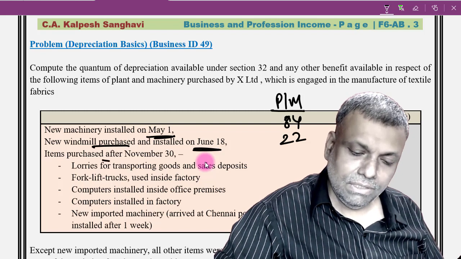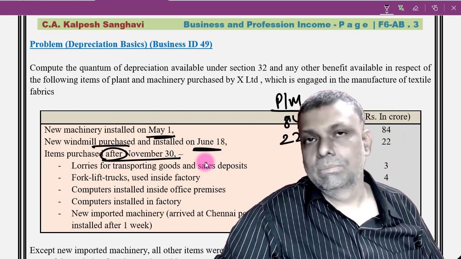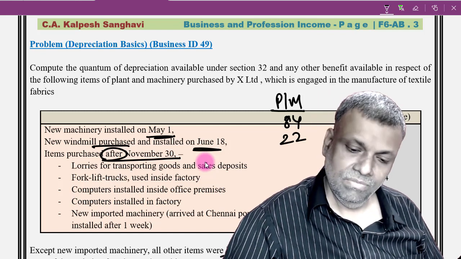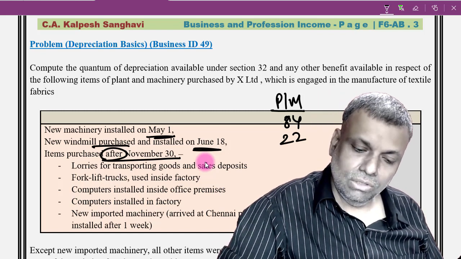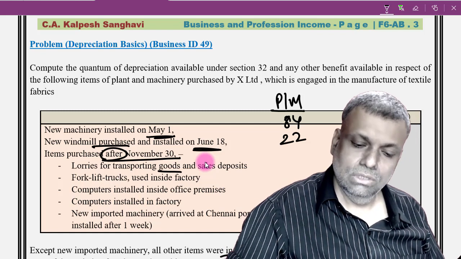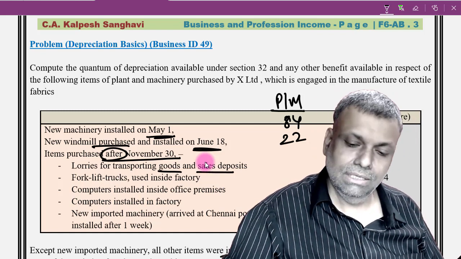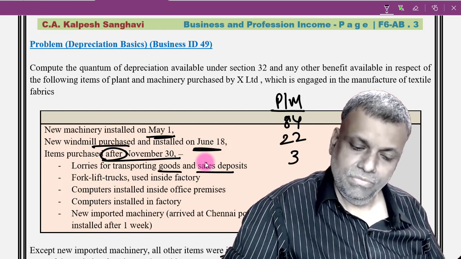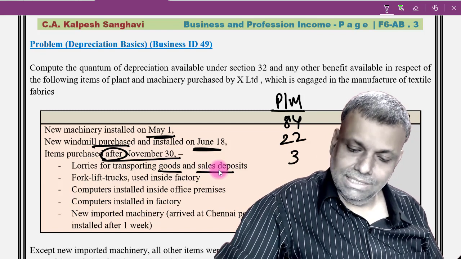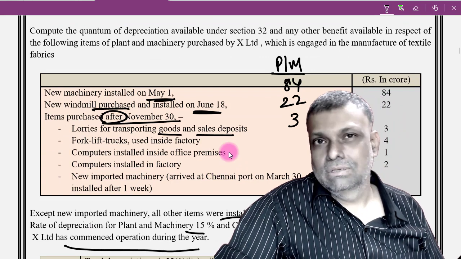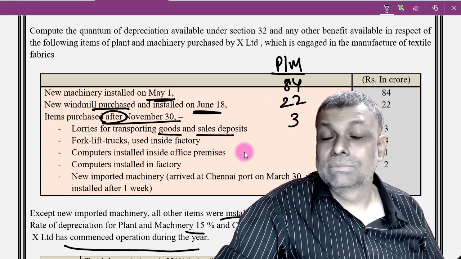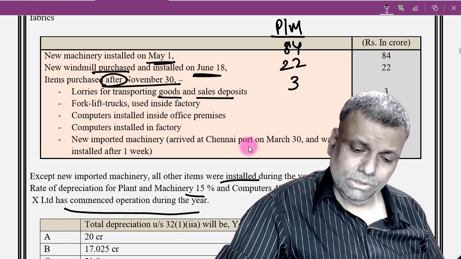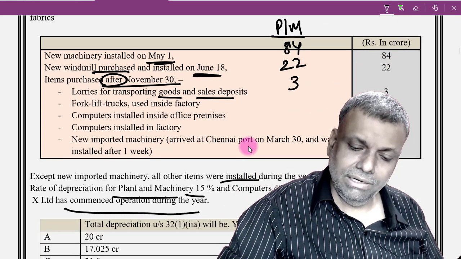Items purchased after November 30. After November 30 means all items are going to be at half rate of depreciation. Now lorries for the transportation of the goods and the sales. So the lorries are also part and parcel of your block. Now as such, for the vehicles, it can also be some separate rate and a separate block. That is a possibility.